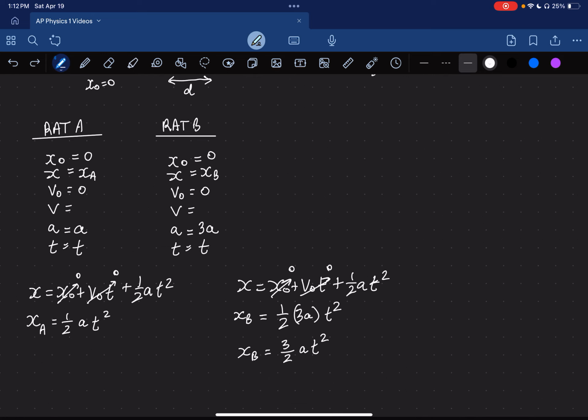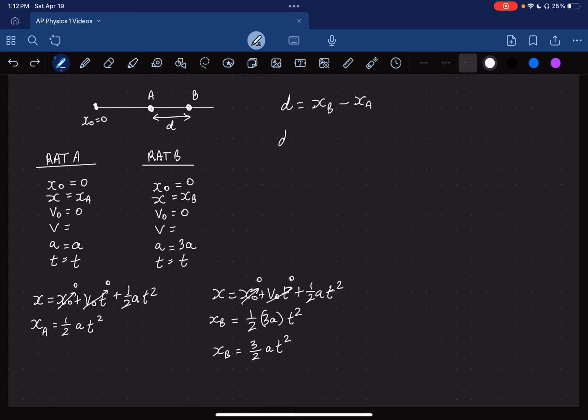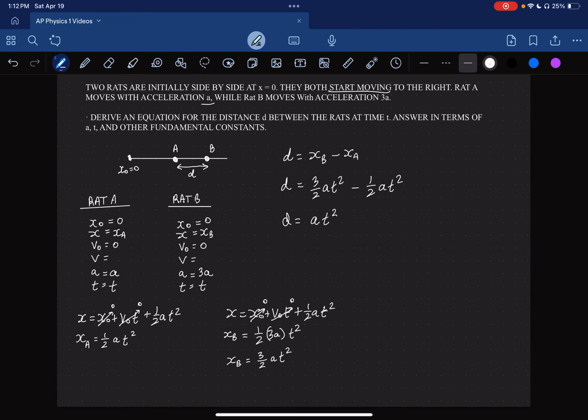So now I have an expression for XA and XB, and so let's substitute those here. This is 3/2 AT squared minus 1/2 AT squared, and so they both have AT squared. 3/2 minus 1/2 is 2/2 AT squared, which is just AT squared. Double check. Did we answer in terms of A, T and constants? Well, A and the T squared is going to be fine. Cool.